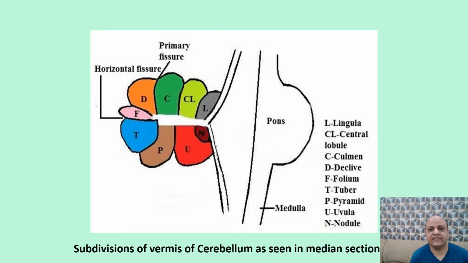So this is the median section of the cerebellum. So here again we can appreciate the vermis that has been split like L, C, C, D, F, T, P, U, N. This is the horizontal fissure. So above this are the parts of the vermis in relation to the superior surface of cerebellum, and below this are the parts of the vermis in relation to the inferior surface of the cerebellum. Anteriorly lies the pons, below which lies the medulla, and this is the cavity of the fourth ventricle. So since this is a median section, we are seeing the different parts of the vermis here.